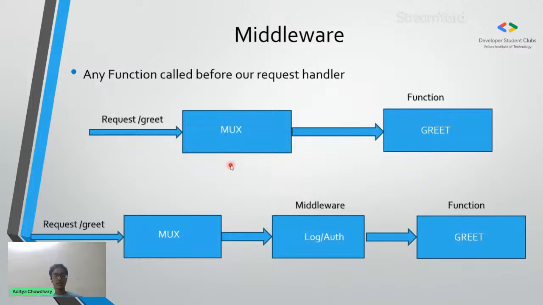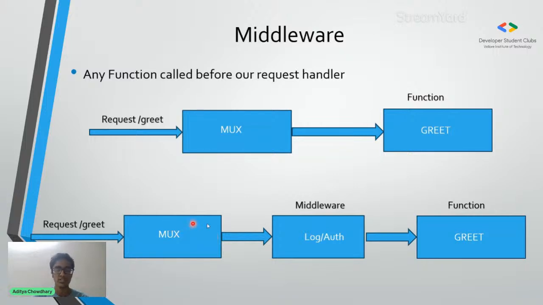So the next thing we're going to talk about is middleware, right? And middleware is basically any function which is called before the request handler. When you usually call a request, it goes to the server mux and it sends it to the greet function. But what we can also do is oftentimes we want to pass it through some checks, maybe some logging function, before the handler receives that request. So this is an example of middleware.